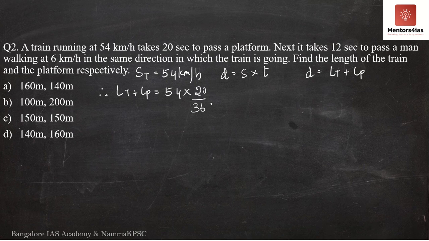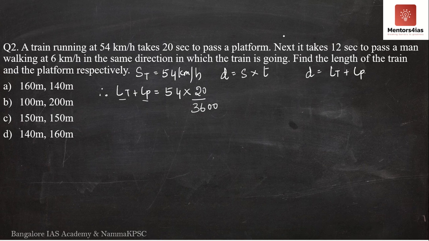We get 3600. We get 3600. So this we have determined over here. But obviously we don't know the length of the train or the length of the platform, but the question itself is asking for us to find the length of the train and the length of the platform. Then let us go to the next statement.